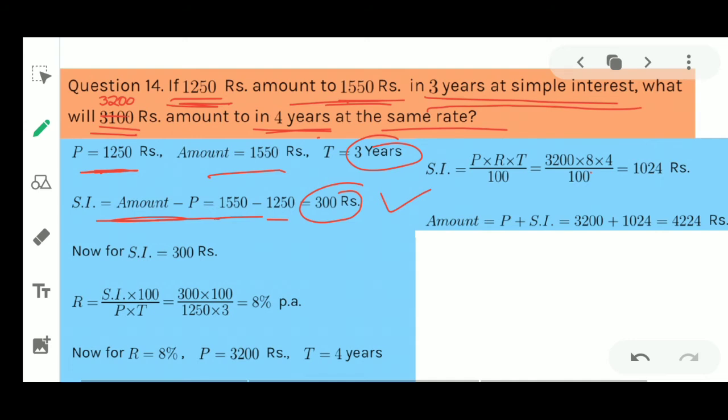So here first we have P and T and also SI. So now we can find rate percent. So R equal to SI into 100 by P into T. So now put the value. SI is 300 into 100 by P is 1250 into T, time.